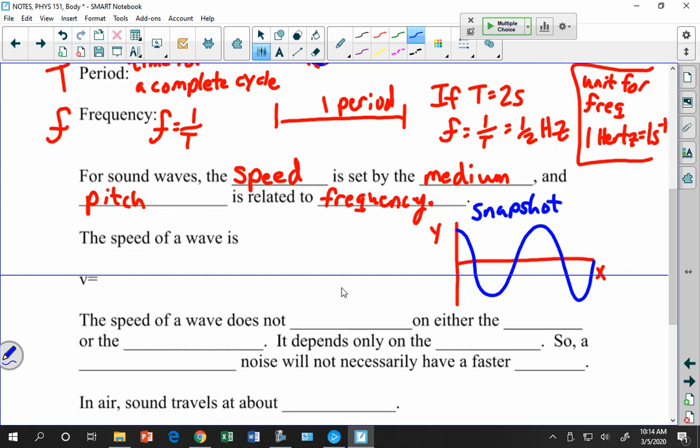This is useful because it helps us to identify the wavelength. And the wavelength is the distance from here all the way over to here. The wavelength is the distance that the wave travels in one period. This is one wavelength. Lambda is wavelength. It's the distance the wave travels in one period.